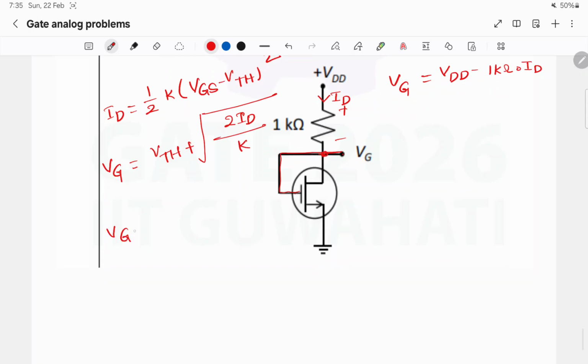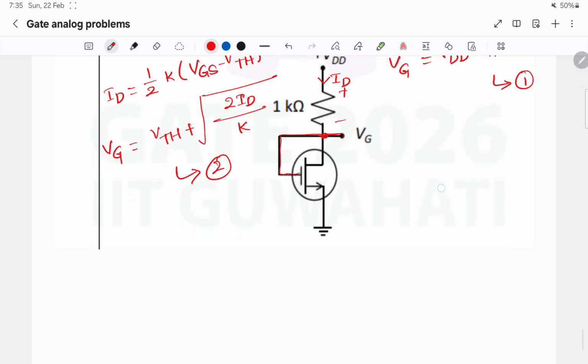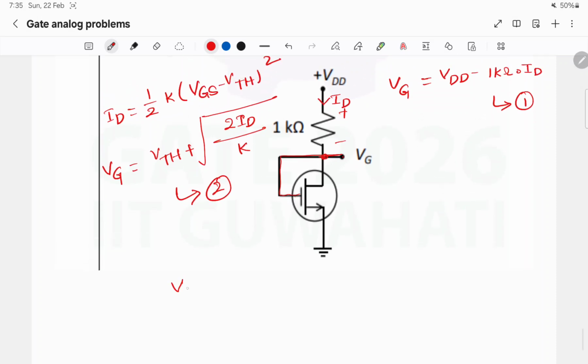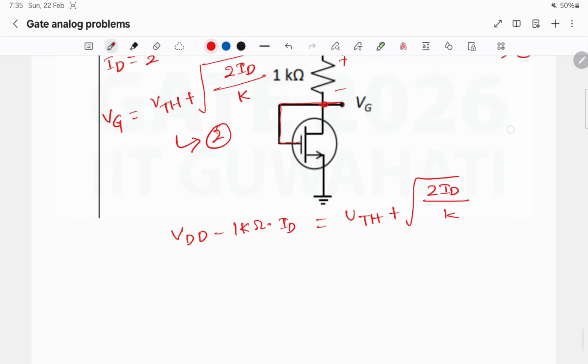So for Vg, we can equate these two equations. Let us say this is equation number 2 and this is equation number 1. VDD minus 1K into ID is equal to VTH plus square root of 2ID by K.